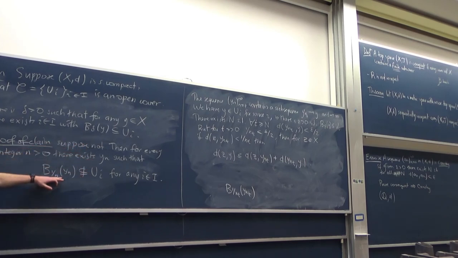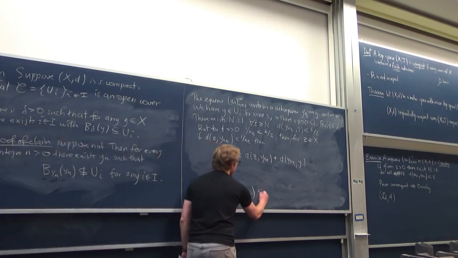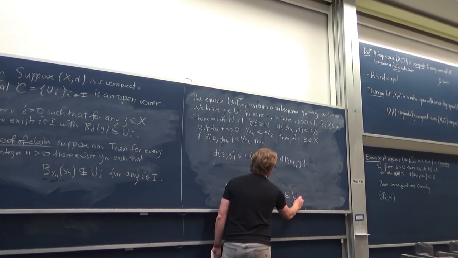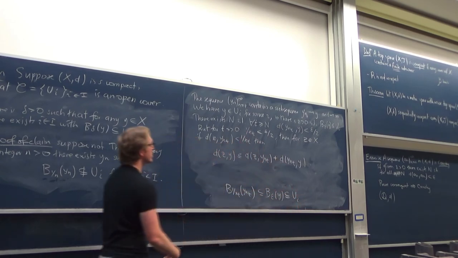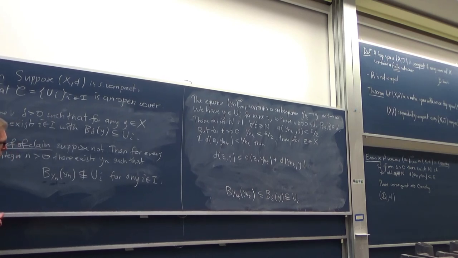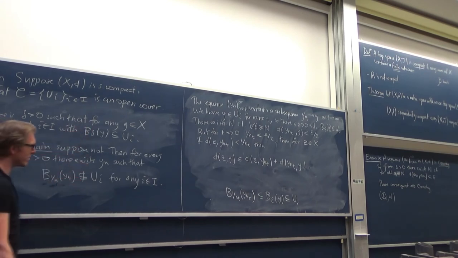What I'm trying to argue for is that this is contained in all the various sections of the U_i, and that's contained in the U_i. It's just the set of the cover I found which contained the limit. Now that's a contradiction because of the construction of the y_n_t.